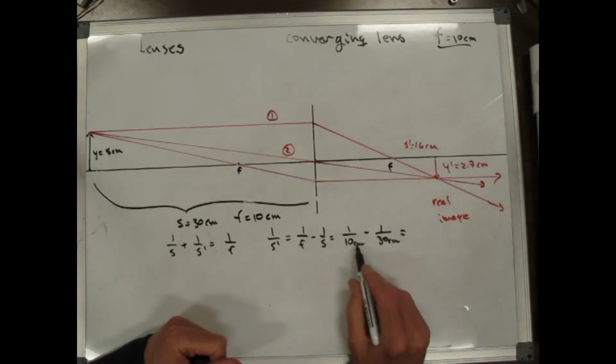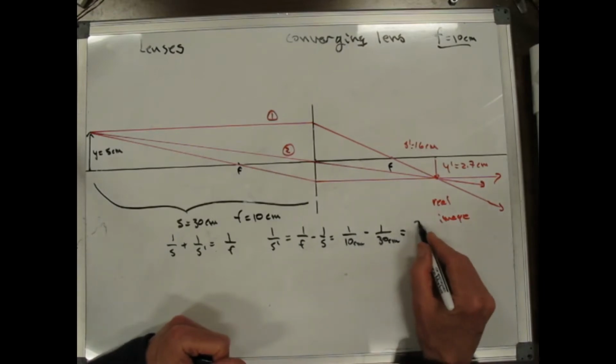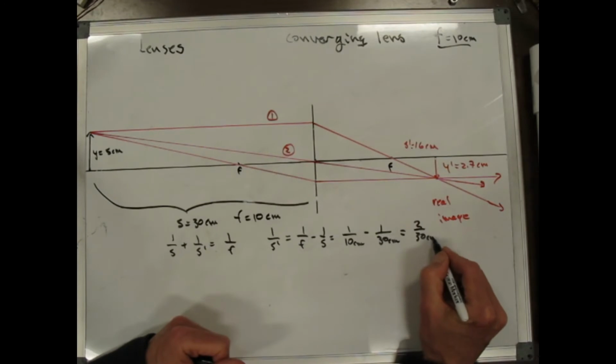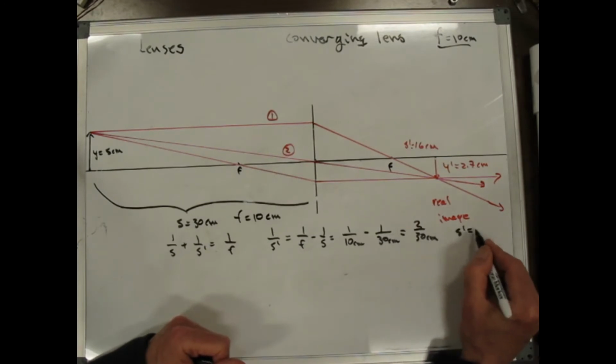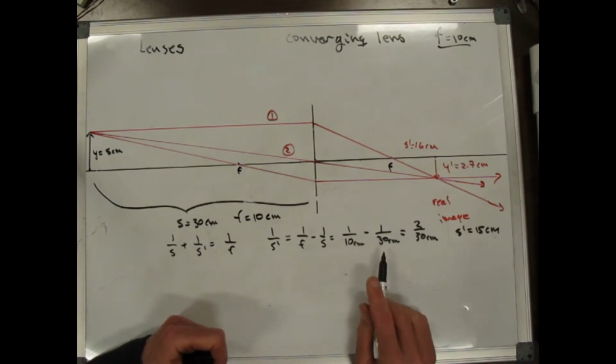If we want to do that in our head, 1 over 10 is the same thing as 3 over 30. 3 over 30 minus 1 over 30 is 2 over 30. And so S prime is 15 centimeters. We got 16. That's pretty good for a drawing, right?